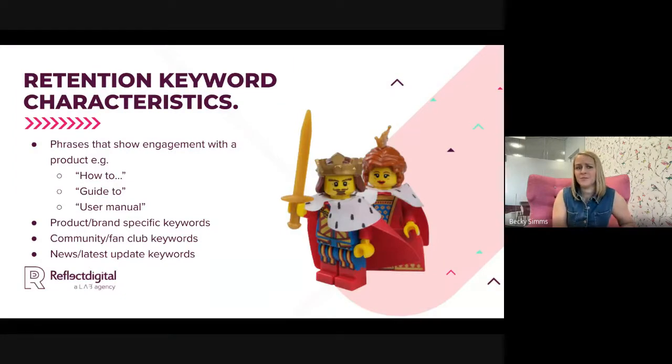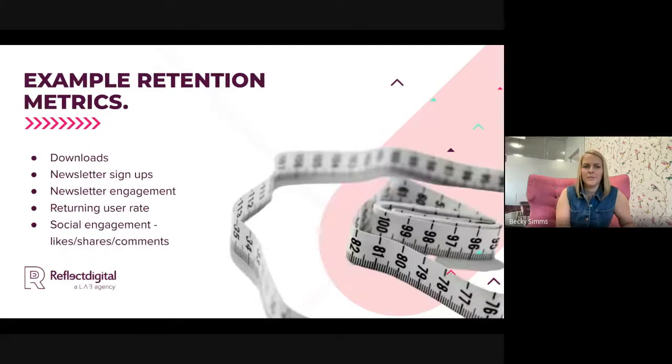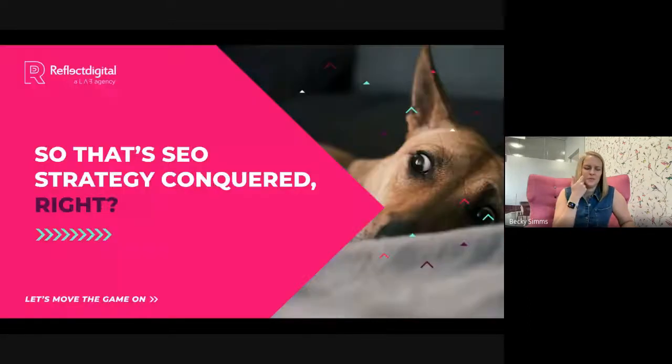So the types of characteristics we'll see around keywords here are like how-tos, guide to, user manuals, might be community or fan club type keywords, news or latest update keywords, all that kind of thing that, once they've got your product or service, shows that they're still interested and you can be there to be the brand helping them. Example metrics here are similar to the first kind of metrics we see around awareness, where we want to see downloads, newsletter signups, engagement, returning user rate, maybe social engagement, getting them onto our social channels.